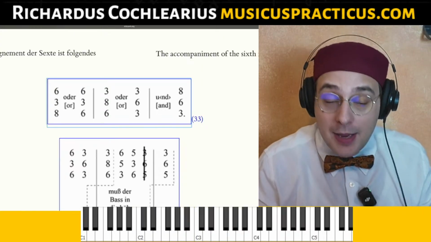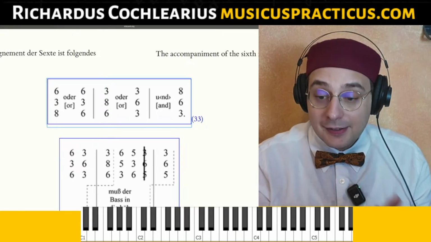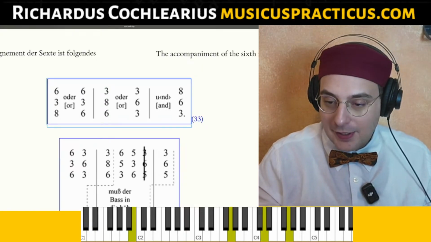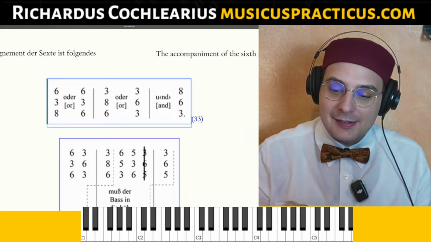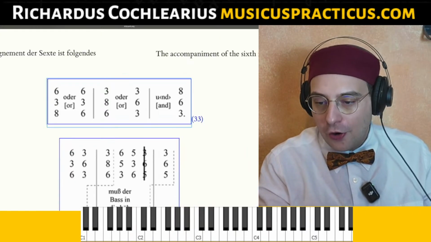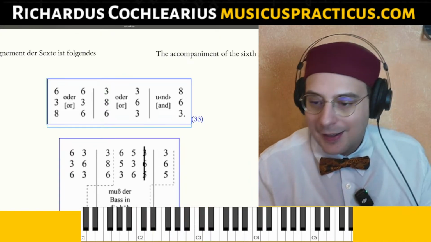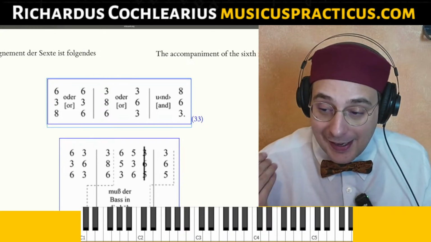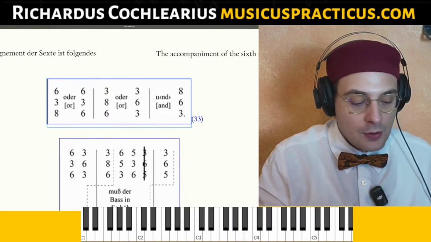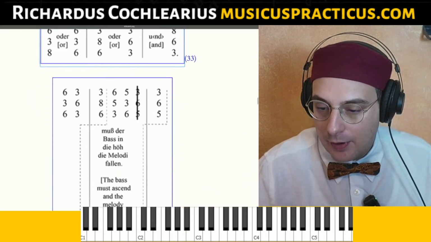Yes, we can double the bass, even if it is the third. It doesn't matter. 6, 3, 6. Or then 6, 8, 3, which is the inversion, or 3, 6, 3. And so on, 3, 6, 8, 3, 6, 8, and stop. We don't have another example.